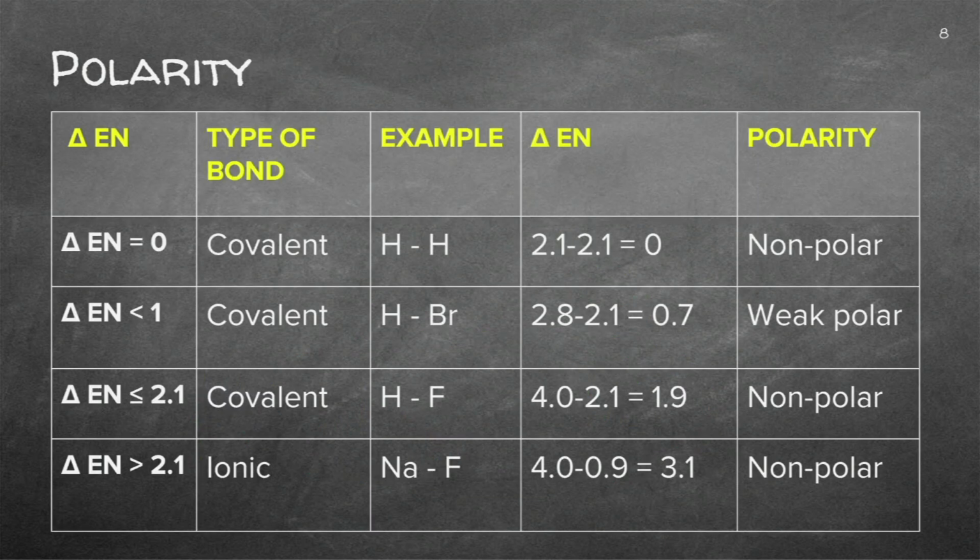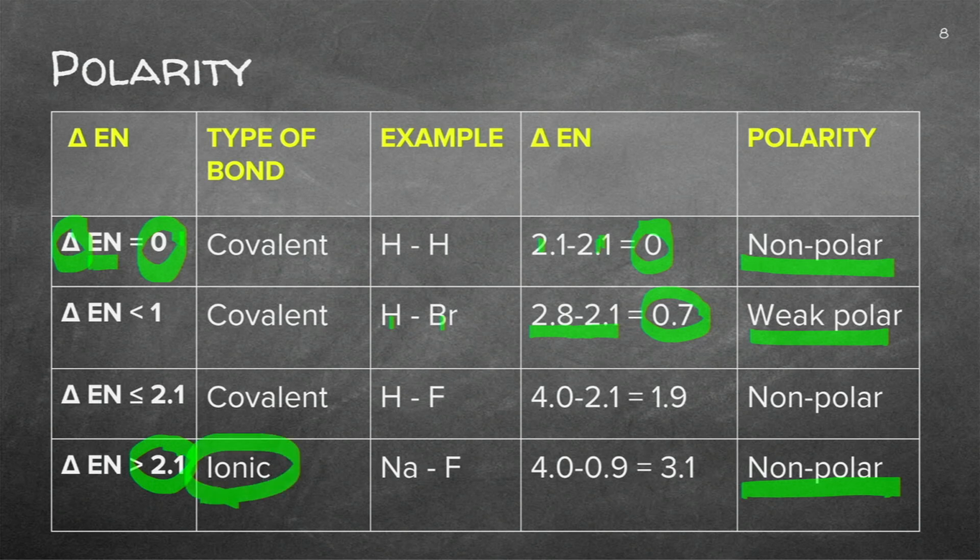So we need to be able to determine what's the difference. You'll see it's a delta there in electronegativity. If the difference is 0, there is a covalent bond, but it's non-polar because the difference between the two is 0. If I've got H and Br, it's 2.8 and 2.1, it's 0.7, so it's weak. If I've got greater than the 2.1, can you see there? Then it's non-polar because it's actually an ionic bond. And here you can see I've got H with F, and it is non-polar again.